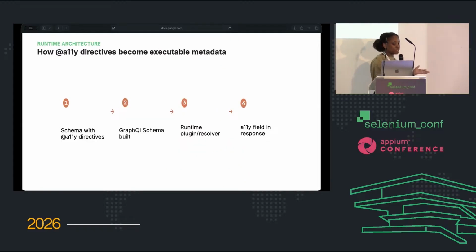Now, to make this all possible, we have to wire up our schema in a smarter way. So we do start off with our directives. We build our GraphQL schema, and then we utilize a plugin that can be used in your resolver to construct the accessibility object that you can get back in your response. So then with that, when that plugin is run, you can query back for the object, and that's going to be in your response.